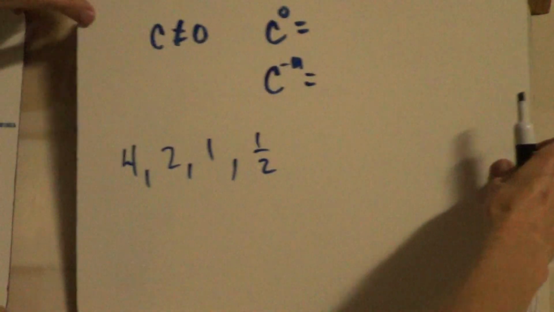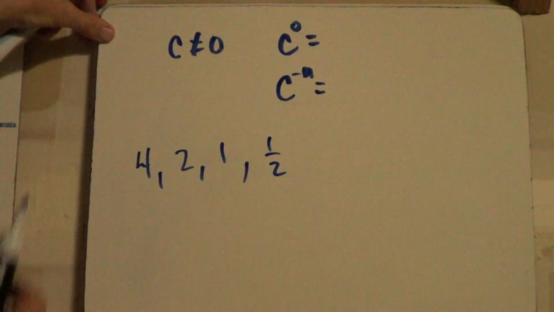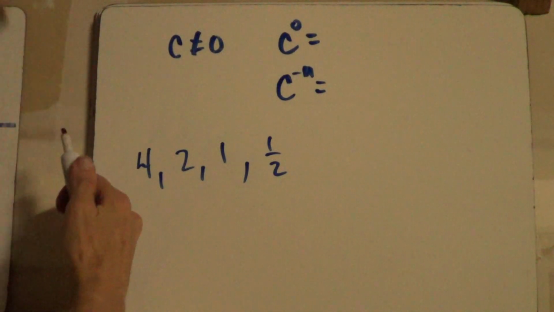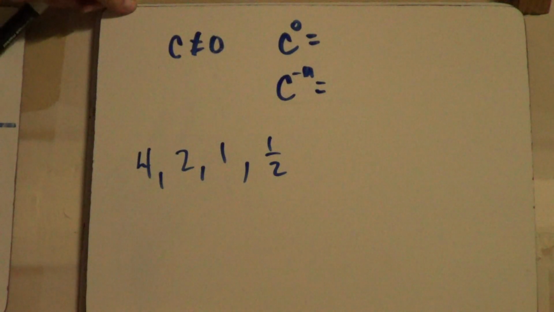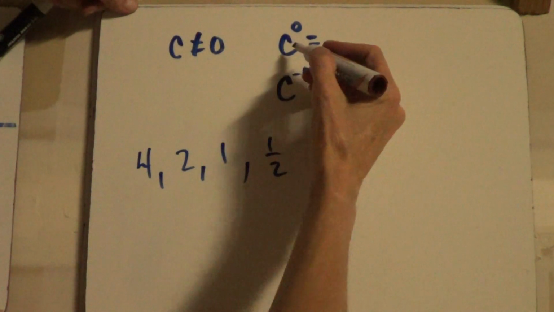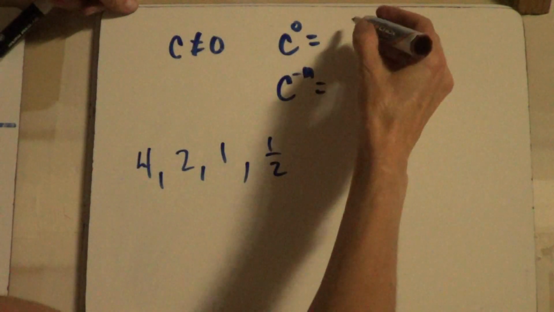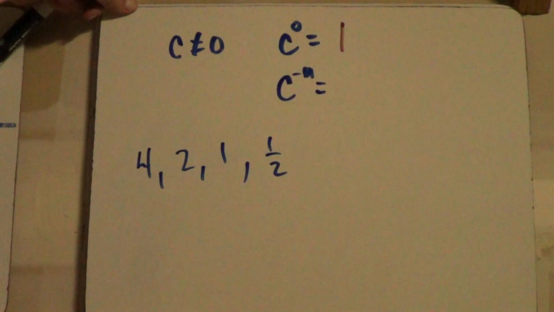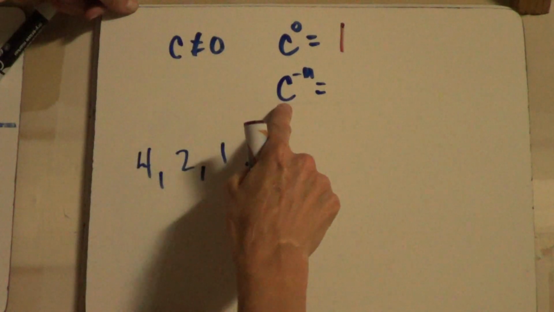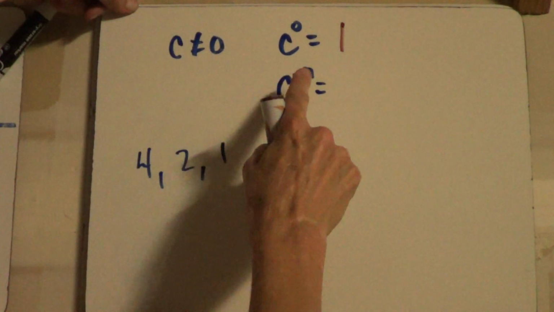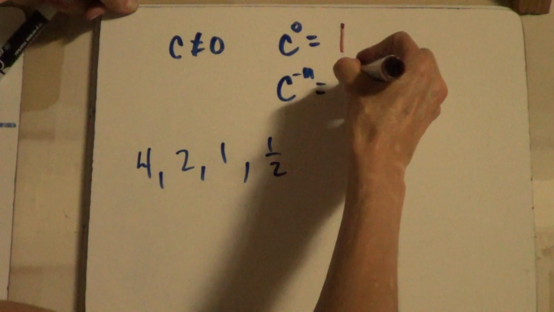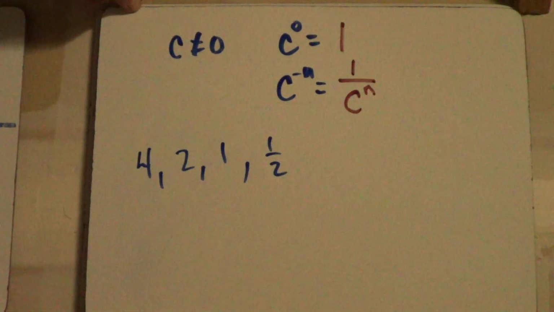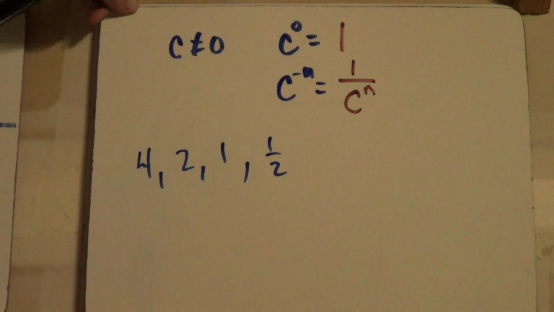Okay, a couple rules that you're going to want to know, and these should be review as well: any number, as long as it's not 0, to the 0th power is equal to 1. Any value besides 0 raised to a negative is equal to that value put underneath the fraction, like so.